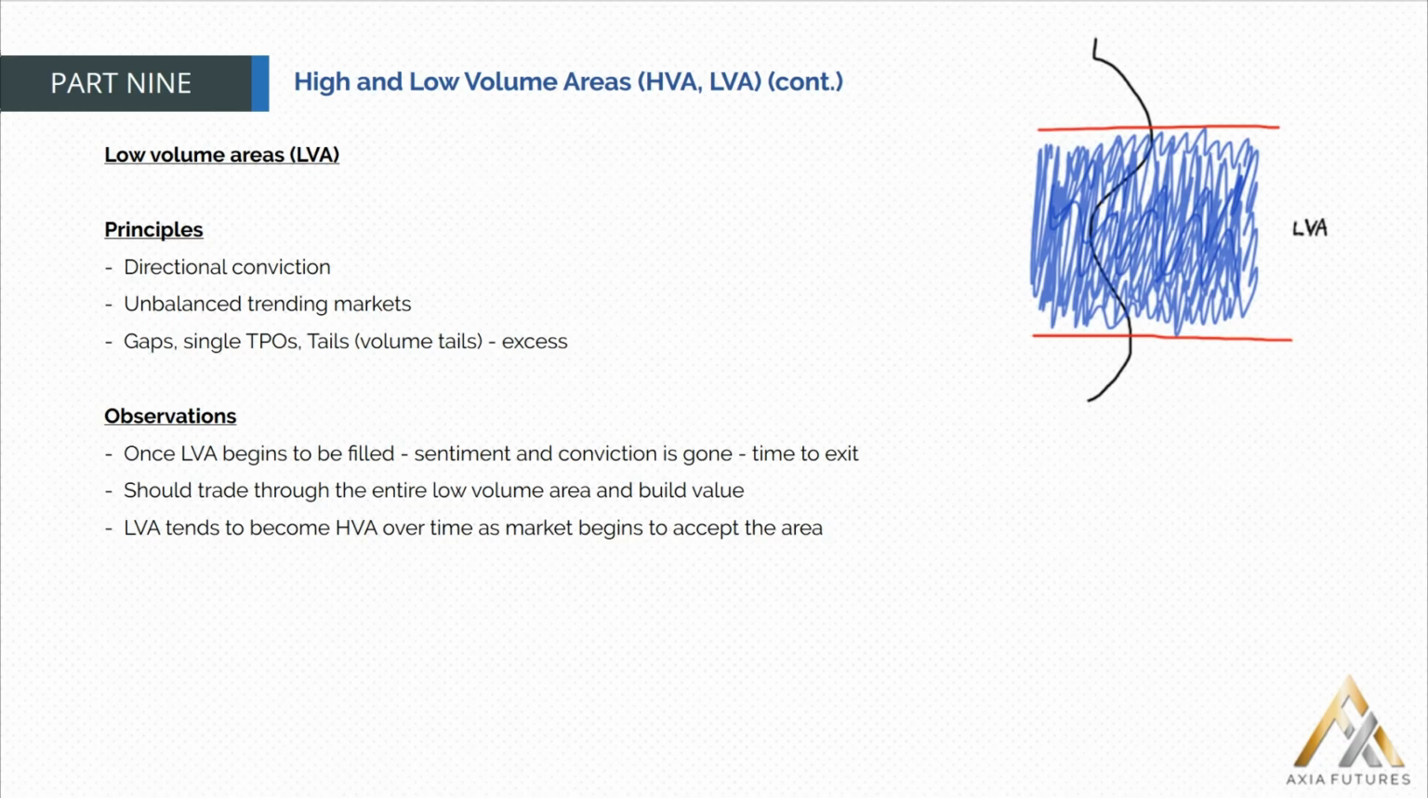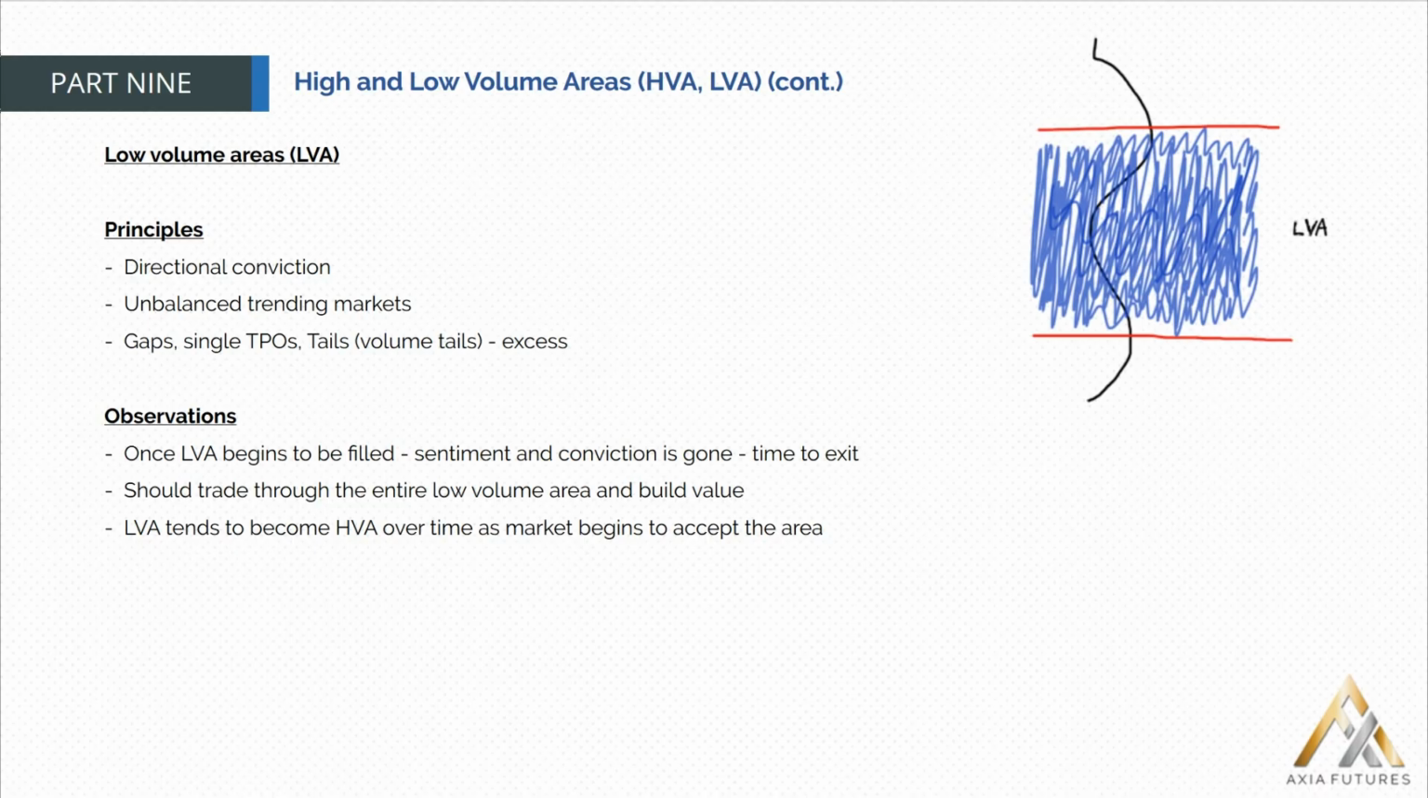Now, one observation with regards to low volume areas is that once a low volume area begins to be filled, the sentiment and the conviction is gone. So the initiative is gone. The initial move that we've seen, the momentum and the conviction is starting to disappear, and that means it's time to exit that convictional play.